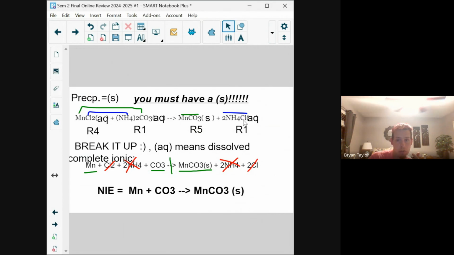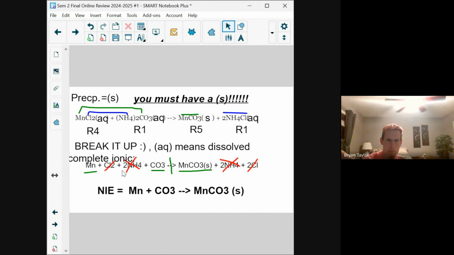This is aqueous. Break it. Again, you'll notice I put the 2 NH4 over here. Then we did everything we needed to do, and we're literally just canceling things out. So net ionic means we're going to reduce the equations. Net in math and science means you're going to reduce it. I'm trying to get it to be as simple as possible.